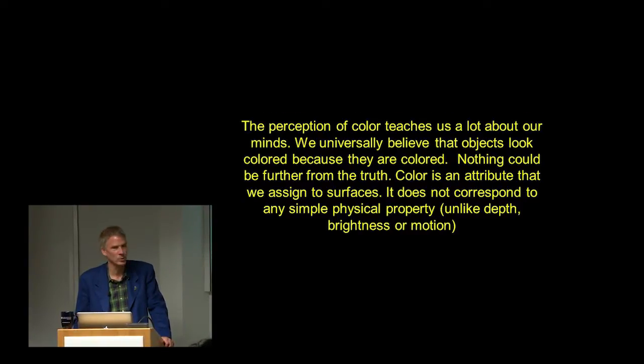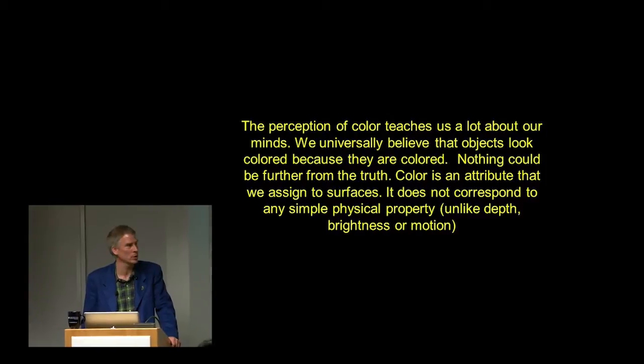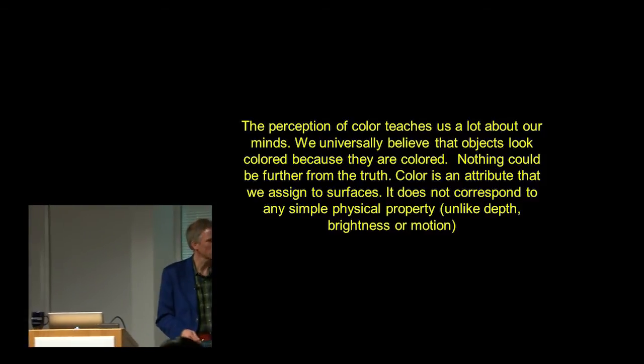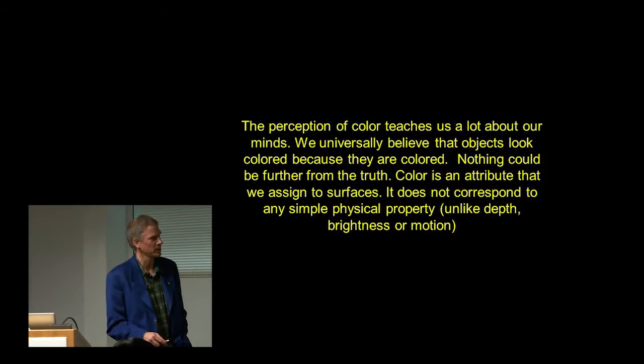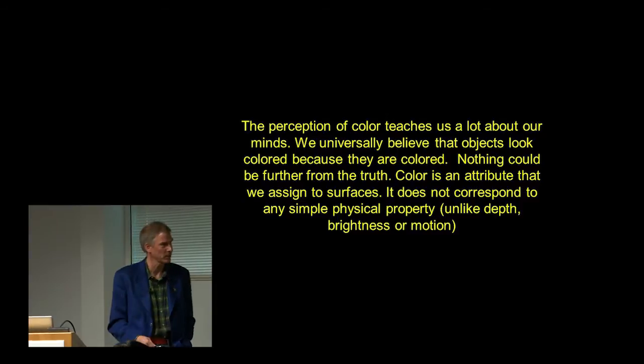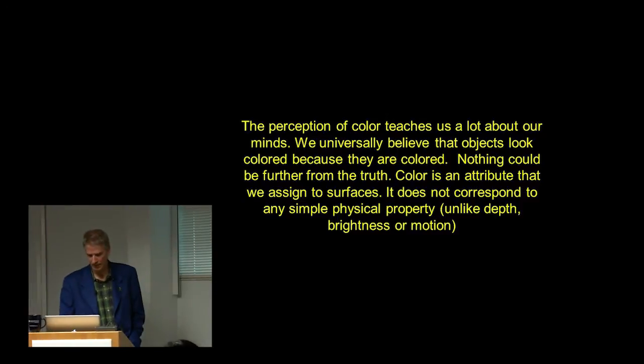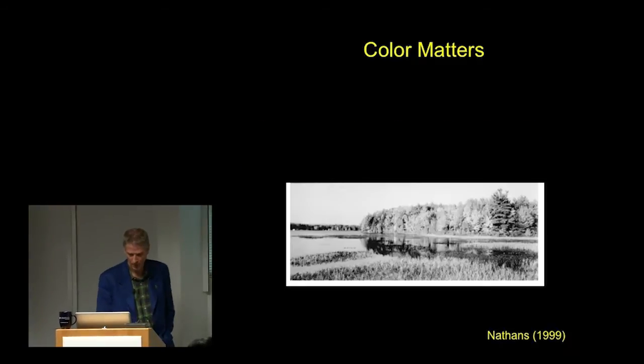Color is an attribute that we assign to surfaces. Many people assign different attributes to the same surface, and many species will assign different colors to the same surfaces. So it's not a universal physical variable as is depth or as is motion. It doesn't correspond to any simple physical property. Of course, it relates to physical properties, but it doesn't correspond to any simple physical properties. It makes it very interesting from a computational point of view.